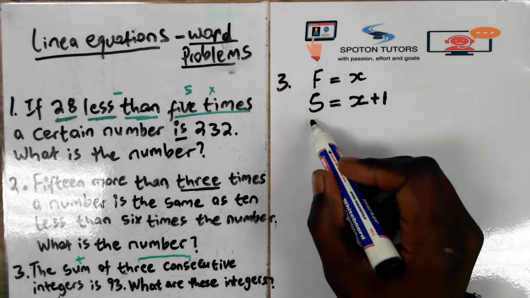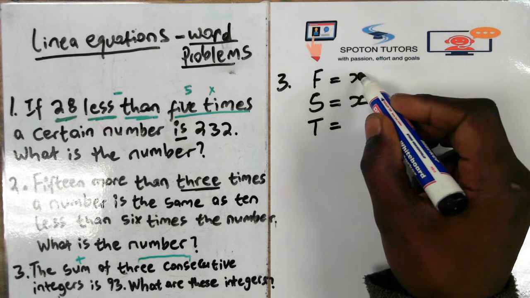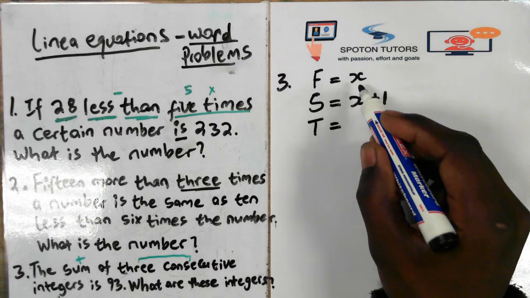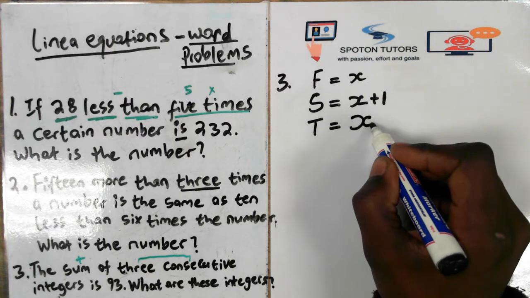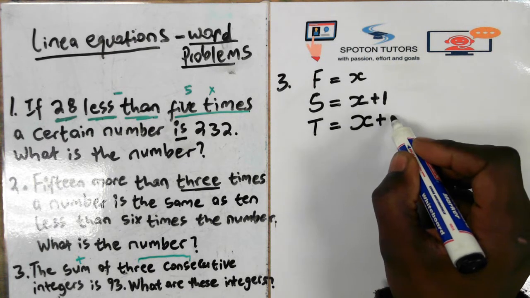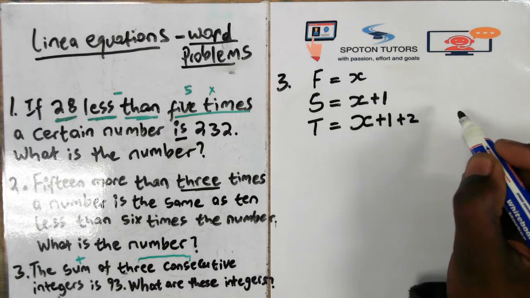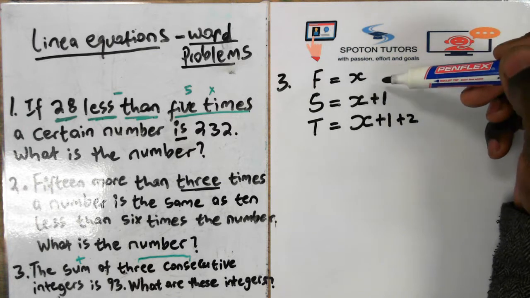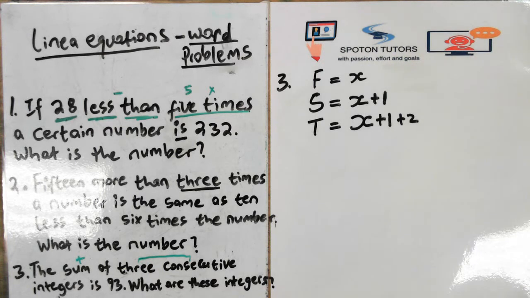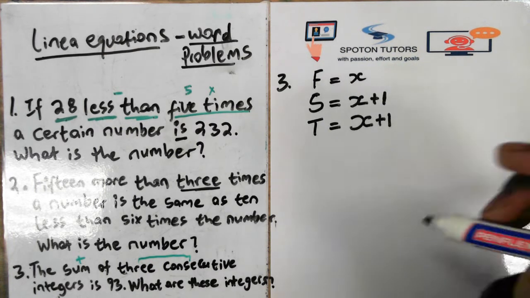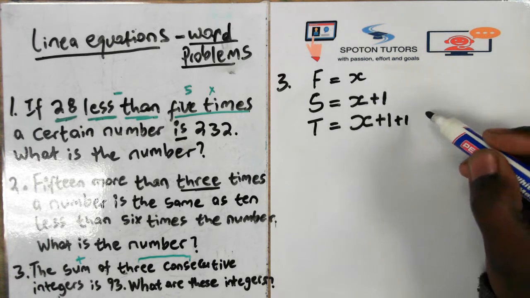We know that your third number is going to be equal to my first number plus my second number plus 1. So in other words, it's going to be first number plus 1 plus 1, which is plus 2. So how many units did you increase by? From here you increase by 1. Then you are again increased by another 1. So each time you increase by 1.